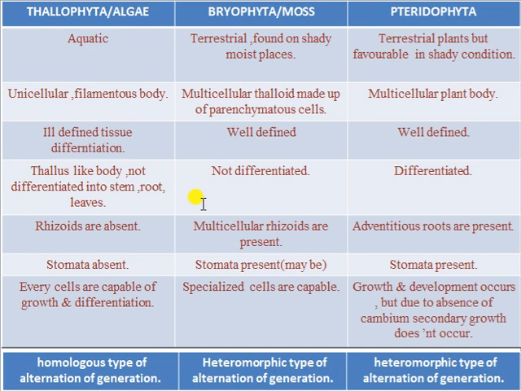Next, root. If the point is root, specifically in case of algae you will see that root is not present. Rhizoids could be present, but those rhizoids are also absent in case of algae. That means in case of algae, no root, no rhizoid, nothing is present. Bryophyta or moss, in case of them, multicellular rhizoids can be present. The rhizoids are an alternative form of the root, or rather the precursor form of the root, and they can be present.